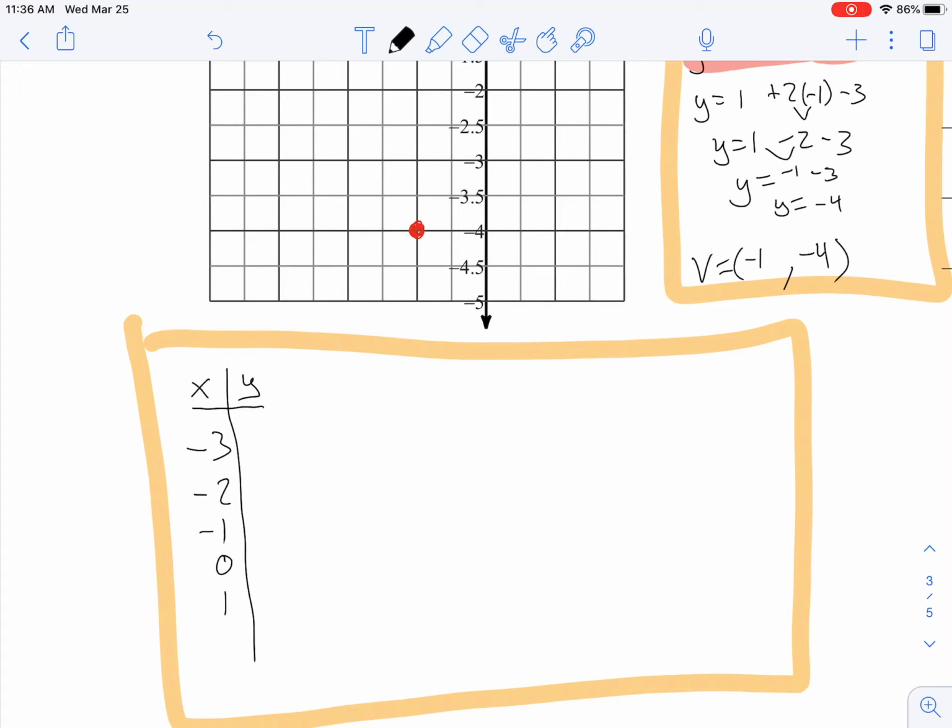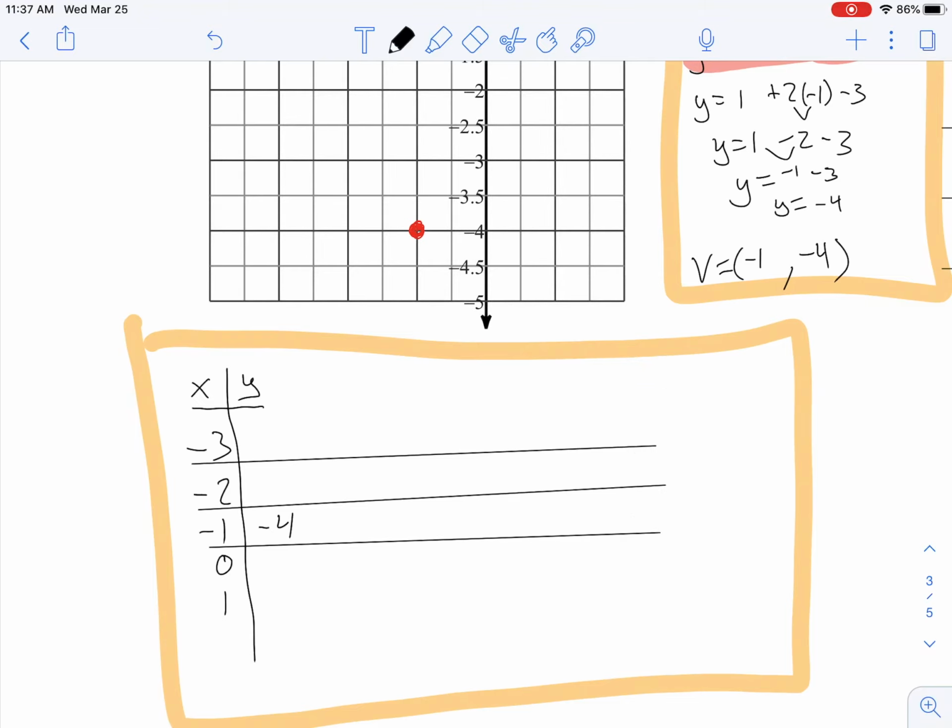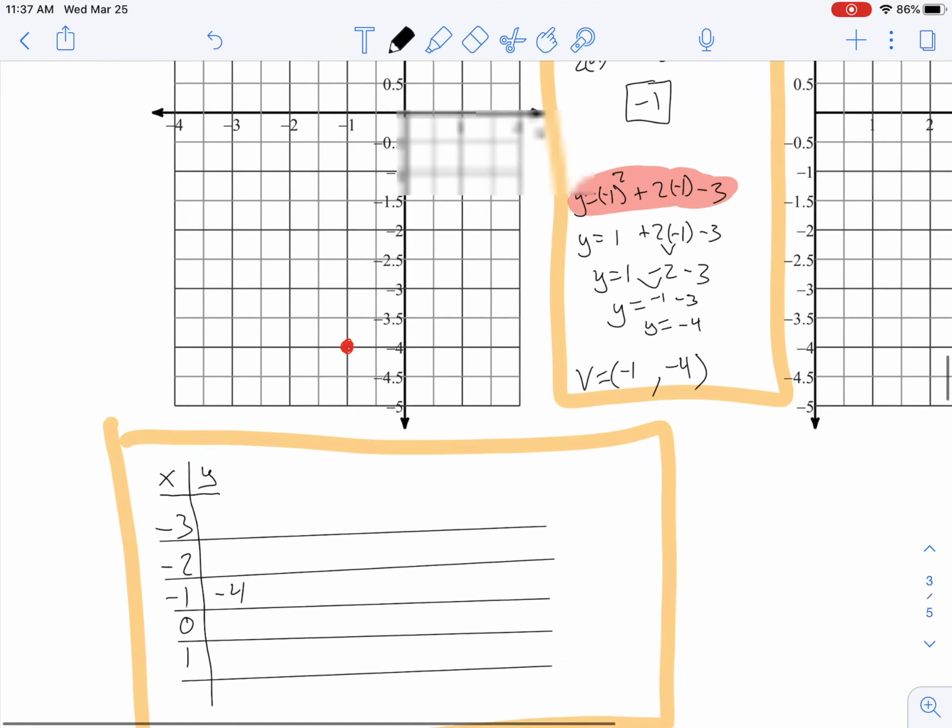And we know that our vertex is negative 4. So if it helps, I can create some lines here just to help keep our work organized. And here's what we're going to do. Just like we did up here, where we replaced x with negative 1 and then figured out what we would get for y, we're going to do the same thing for each one of these points.